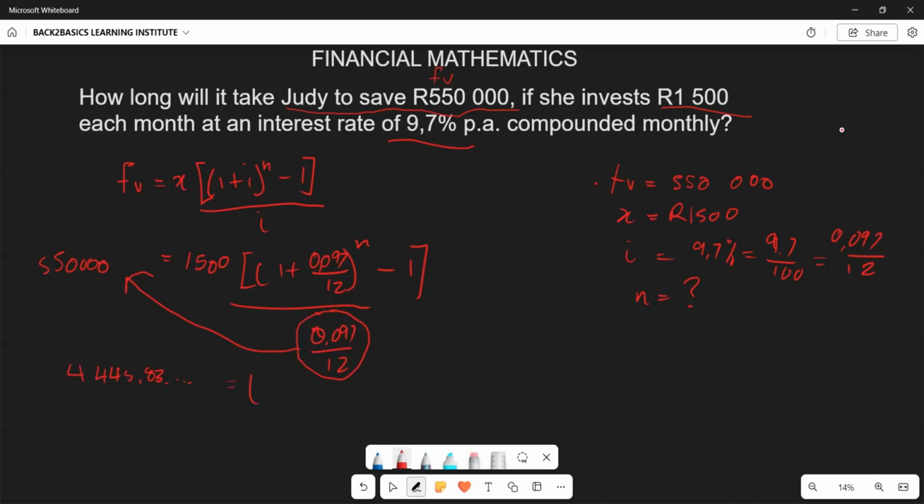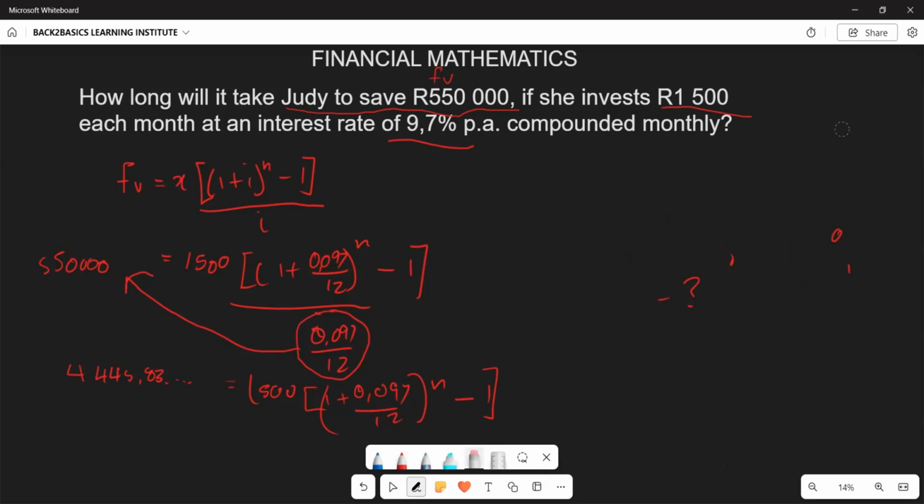This side, you still have the 1,500 into 1 plus 0.097 over 12, to the power of N. Remember, N is what we are looking for, subtract 1, because that's what we have done so far. Then let's make some space here and continue. What is it that we are going to do now? We are going to divide by the 1,500.